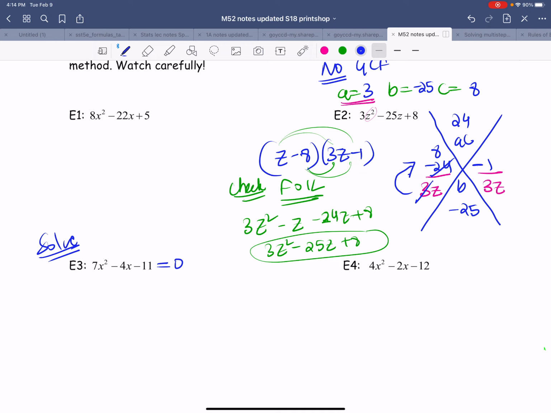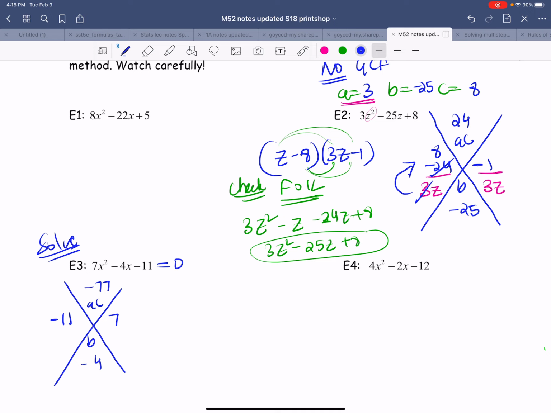Okay, so let's go ahead and use our x method. A is 7, B is negative 4, C is negative 11, A times C is negative 77, B is negative 4. Two numbers that multiply to give you negative 77 and add up to give you negative 4. Well, I can tell they're going to be 11 and 7. Which one should I make negative?